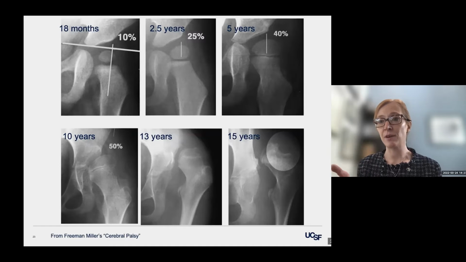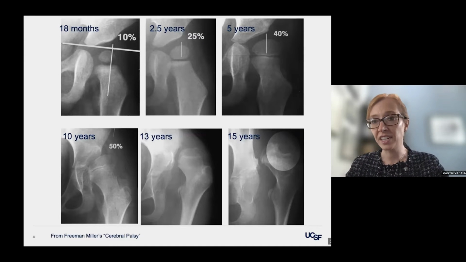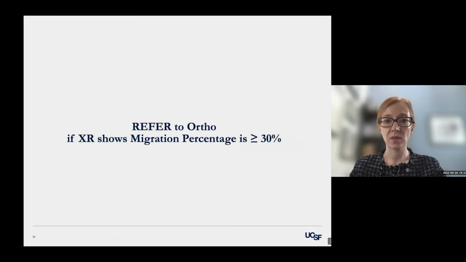And you can see the femoral head abnormality when they're a teenager. This is a setup for significant pain and disability. So refer to orthopedics if the x-ray shows a migration percentage of over 30%. That is a hip at risk.